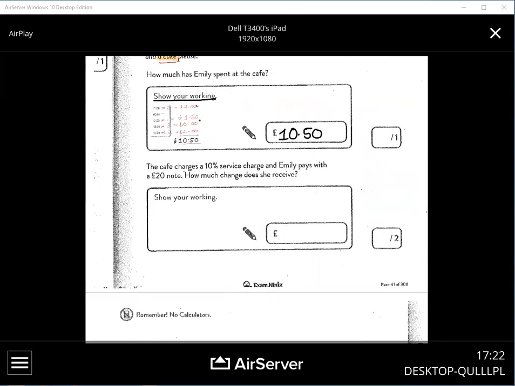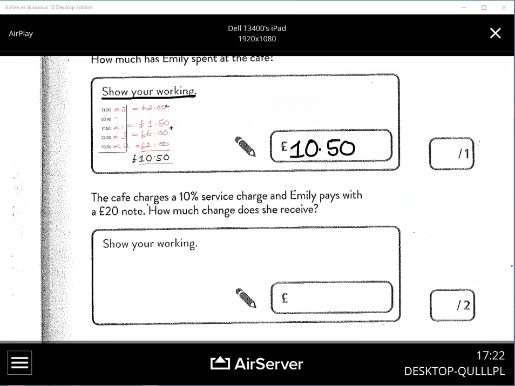Okay, next part of the question, read please. A cafe charges 10% service charge and Emily pays with the £20 note. How much change does she receive? Okay, so she's got to pay 10%. We've been doing percentages recently, so hopefully that should be a doddle for you now. So what do we need to work out? We need to work out the 10%, but not 10% of the £20 note. She needs to pay 10% service charge. Service charge is based on what?